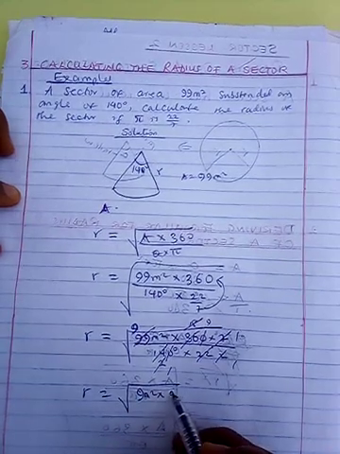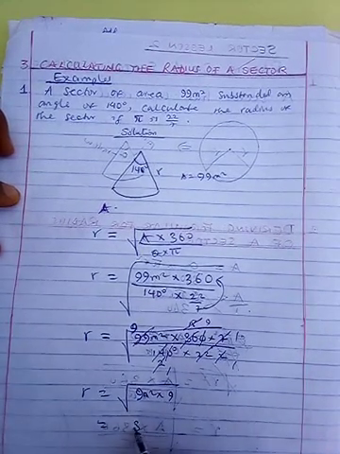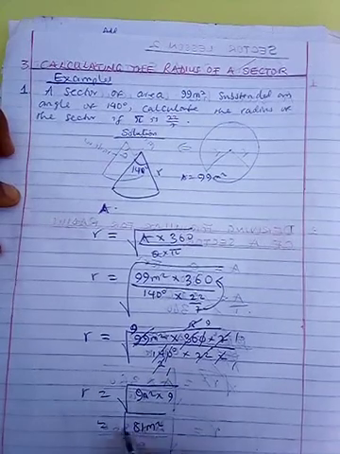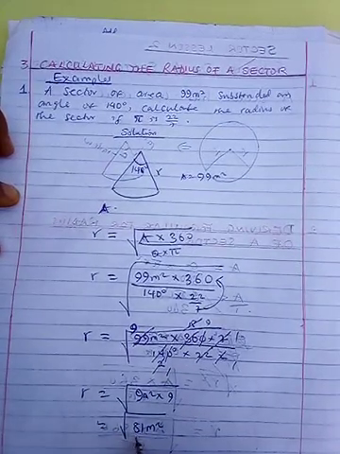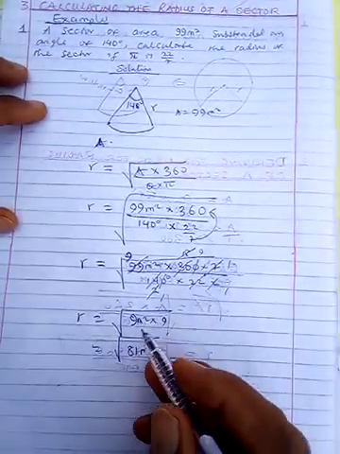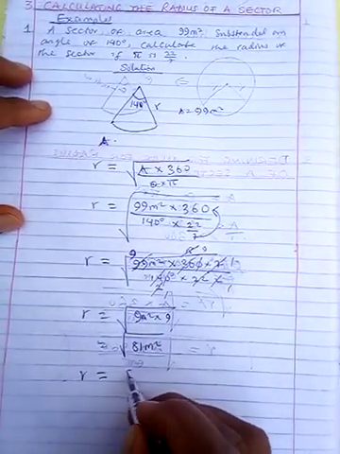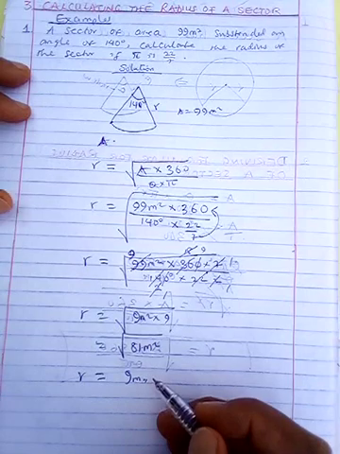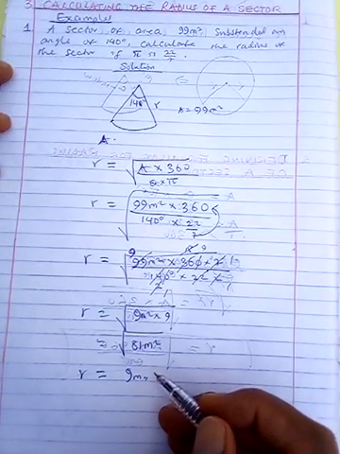This is going to give us 81 meters squared. If you want to find the square root of 81, our radius is going to give us 9 meters. So the radius of that sector is actually 9 meters.